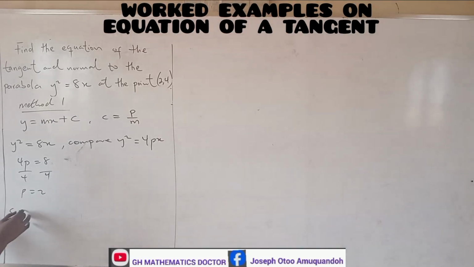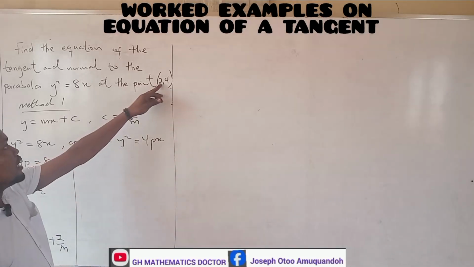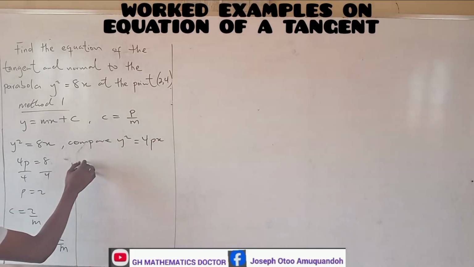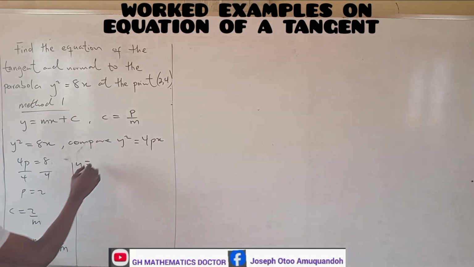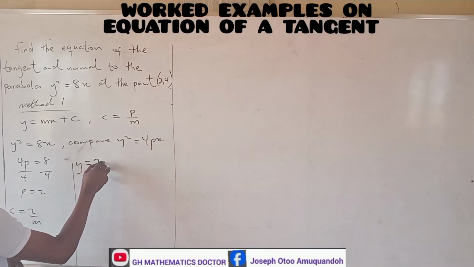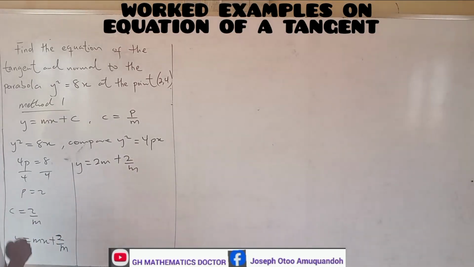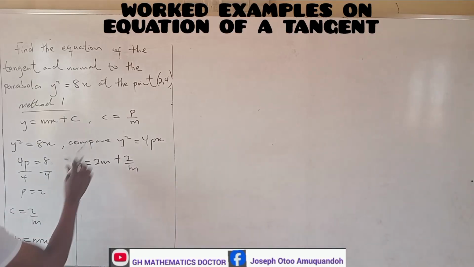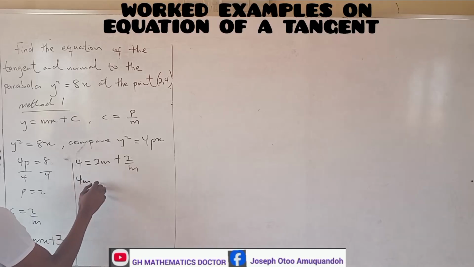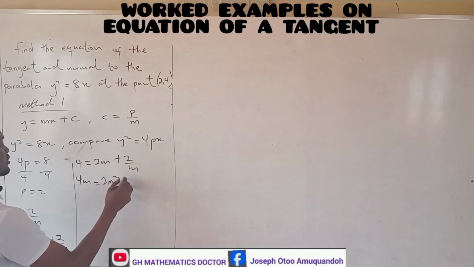If p is equal to 2, then our c is equal to 2 over m. So I'm going to put this c into the standard equation of the slope, y equal to mx plus 2 over m. So we need to find the gradient m when we have x to be 2 and y to be 4. So y equal to m times x, so we have 2m, then plus 2 over m. M being the LCM, we're going to multiply through. The y is 4, so put 4 here. So we have 4m equal to 2m squared plus 2.